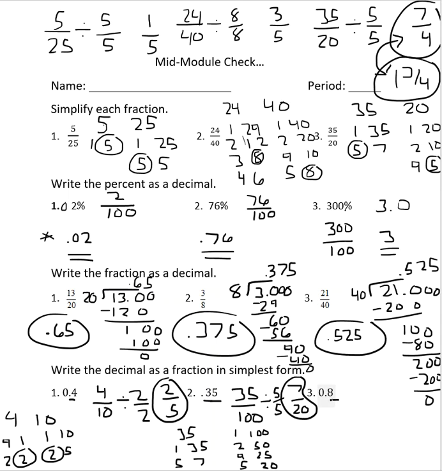Okay, now the last one, 0.8. This 8 is in the tenth spot, so we would say 8 tenths. And then the greatest common factor between these two would be a 2. 8 divided by 2 is 4. 10 divided by 2 is 5.